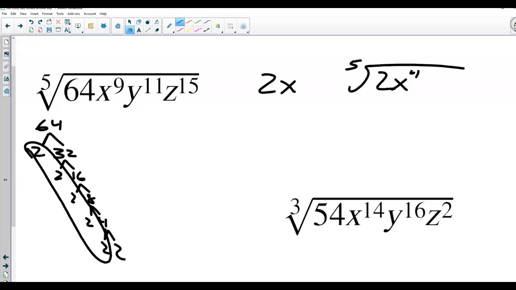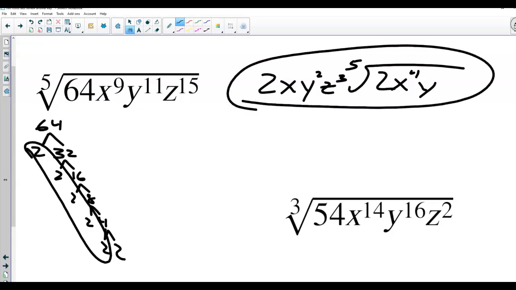11 divided by 5. 2, remainder 1. 15 divided by 5. 3, remainder 0. So if the 0 is a remainder, you don't put that variable back in the radical. And that is your answer. You're simplifying the radical, the number of it, and you're simply just dividing quotients, the exponent on the outside, remainders, the exponent on the inside.